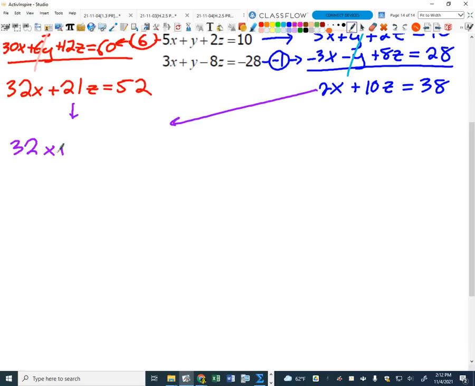And I've got 32x plus 21z equals 52. And this other equation, 2x plus 10z equals 38. Okay, do you see anything I could have done here that would have maybe been helpful to simplify that equation?